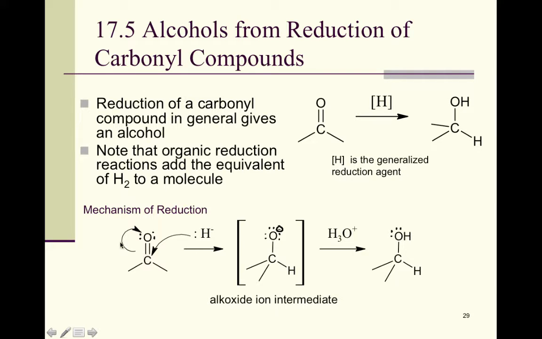The pair of electrons are going to go to the oxygen, forming our alkoxide intermediate. We're going to be seeing this alkoxide ion intermediate with carbonyl compounds a number of times. And then protonation occurs, converting the alkoxide ion to an alcohol. Note that organic reduction reactions add the equivalent of H2 to a molecule. We have two more hydrogens on there than we did before.